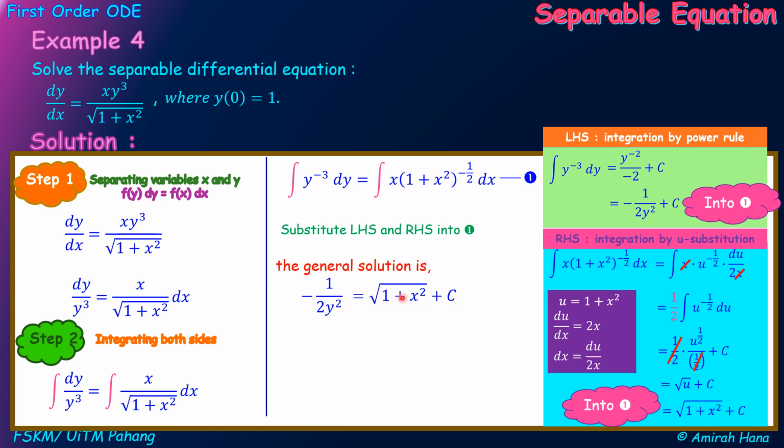So from here, this is the general solution. But we are given the initial condition. So after this, we need to find the value of c using the given initial condition.